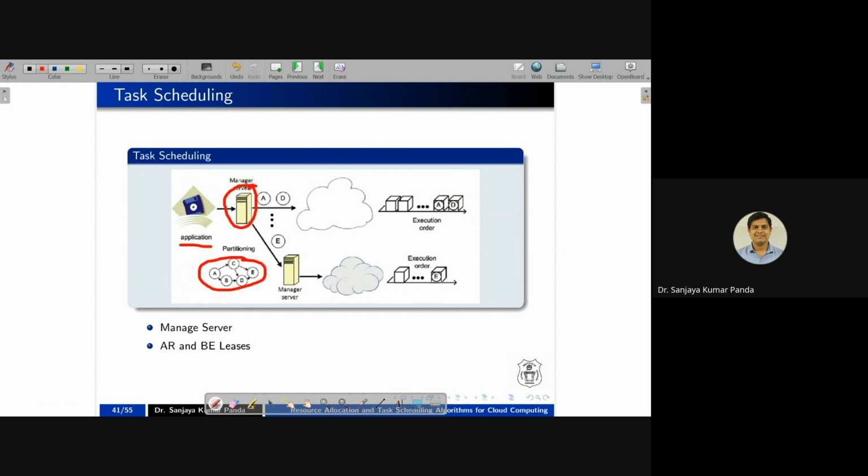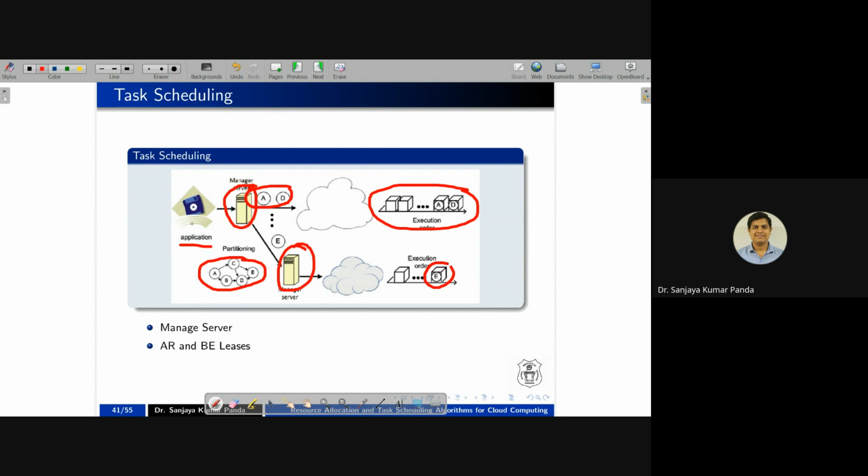Okay. So once a manager server receives a particular application, it has to check the availability of its resources. Based on that, it can keep some of the requests, and some of the requests it can redirect to another manager server in consultation with that manager server. For example, it is saying A and D I am going to execute, so they will be put in my own queue, and E I am sending to another cloud, so that cloud is going to execute E, right?